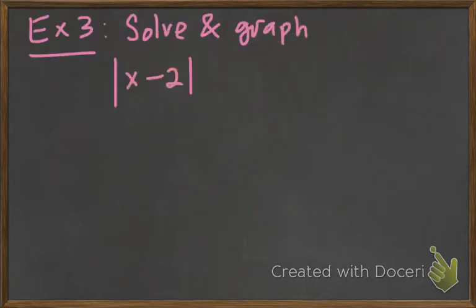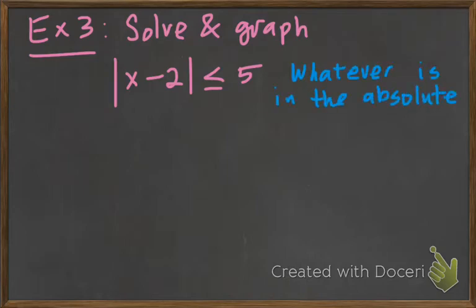Example 3, solve and graph the absolute value of x minus 2 less than or equal to 5. Key thing here is to recognize that what is inside of the absolute value is still less than or equal to 5 units from 0.